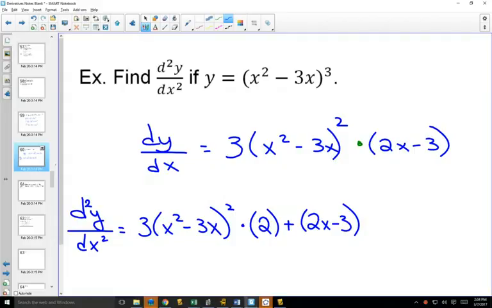And our first one is a chain rule again. So our outside function is the squared, so I bring the 2 out in front. Keep the inside the same. Subtract 1 from the exponent, which will just be a 1. Multiply by the derivative of the inside. And that would be our second derivative.